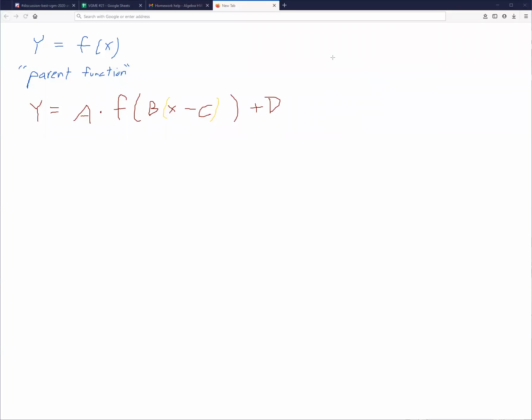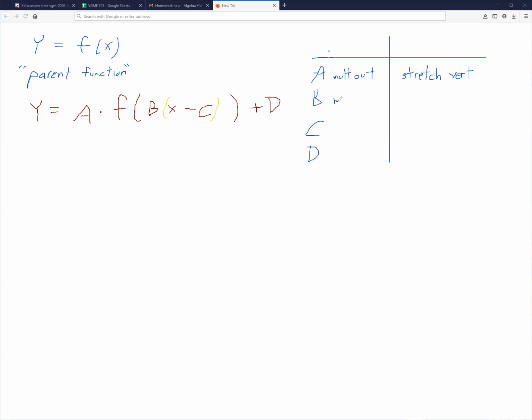So we're going to think about this. We're going to look at these letters. We're going to say, okay, so A, B, C, and D. So A is a multiply on the outside. And the multiplying does a stretching of the graph. And because it is on the outside of the function, it is after you apply whatever this process is, square root or x squared or whatever. So it's going to affect the output, which is to say it's going to affect y. So it's going to stretch in the vertical direction.